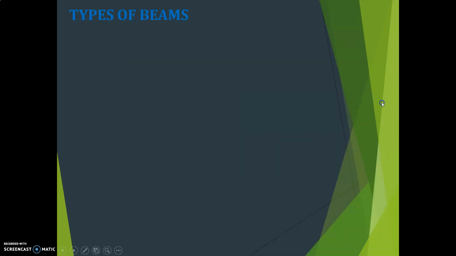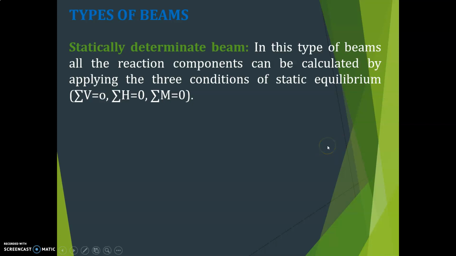Then one more important thing you should know: what is a statically determinate beam and what is a statically indeterminate beam. Statically determinate beam means, in this type of beam, all the reaction components can be calculated by applying the three conditions of static equilibrium, using only the conditions of equilibrium.